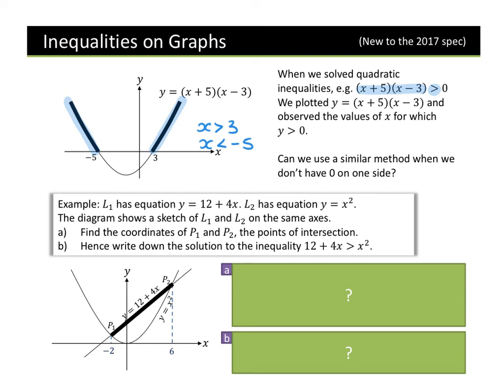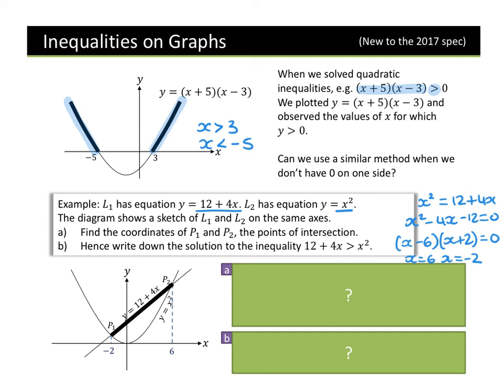So where they intersect is where they equal each other. So we're going to have x squared, because that's one equation, equals 12 plus 4x. So I'm going to get x squared minus 4x minus 12 equals 0. I now have a quadratic, which I should be happy factorising or solving. So I'm going to get x minus 6, x plus 2 equals 0. So I'm going to get x equals 6 and x equals -2. Now, that is already on the graph, but this is how we complete that part of the question.